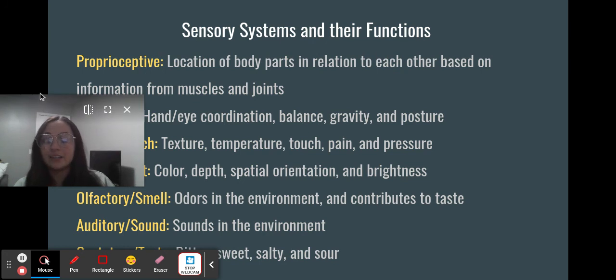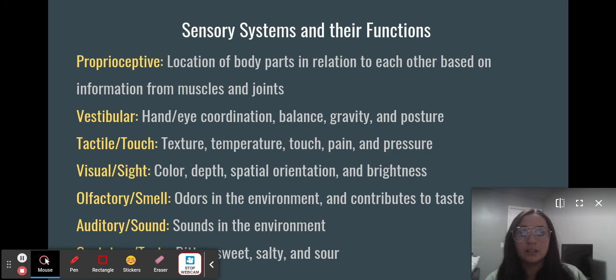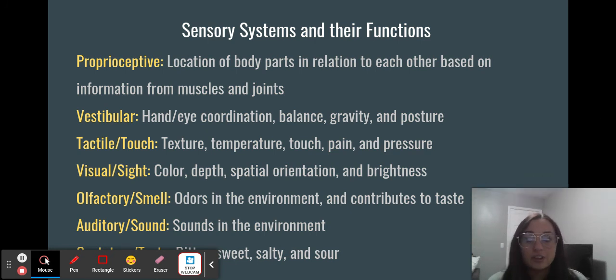Okay, and then this is the last part of my prep guide. So these are the sensory systems and their functions. So the sensory systems I have here in yellow. The first one would be proprioceptive, which is location of body parts in relation to each other based on information from muscles and joints. The next one would be vestibular, which are hand-eye coordination, balance, gravity, and posture.